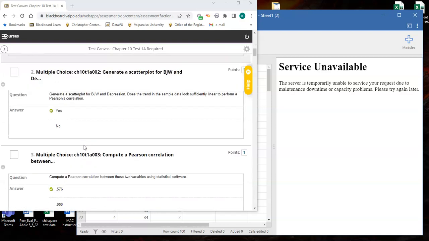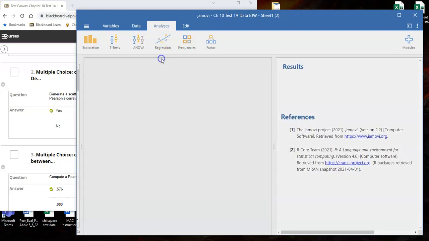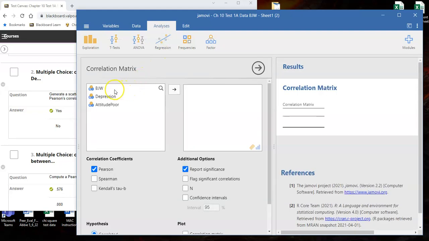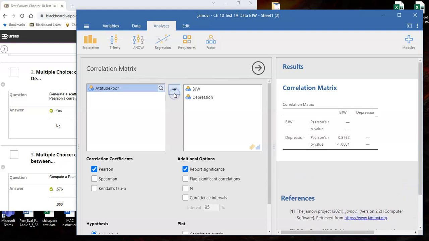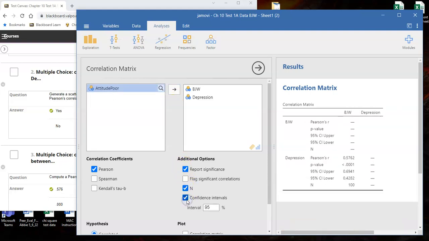Next question, we want to generate the scatter plot between belief in a just world and depression. So I'll go over and do almost everything you need to do for the correlation. We'll do regression, correlation matrix, and then we need a correlation between belief in a just world and depression, so we'll throw that over. It's always good to get n, and you'll need the confidence interval around n.